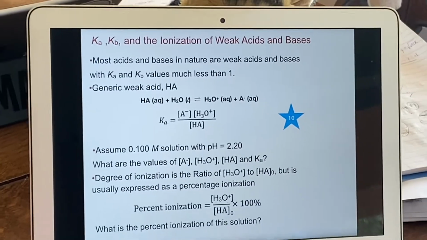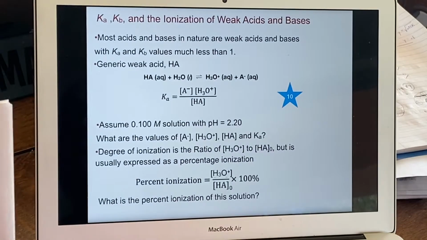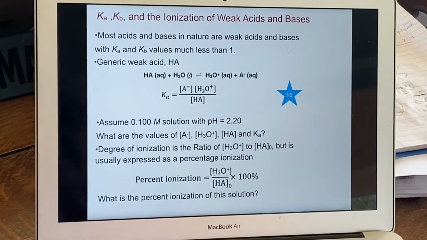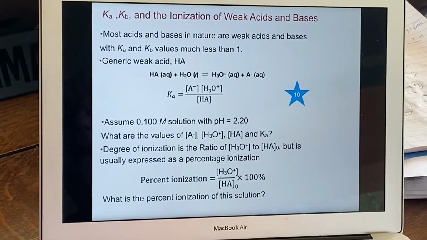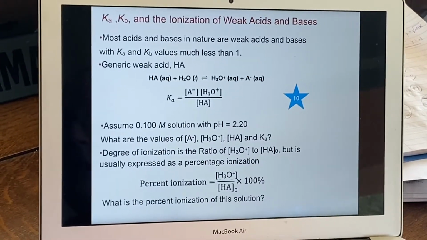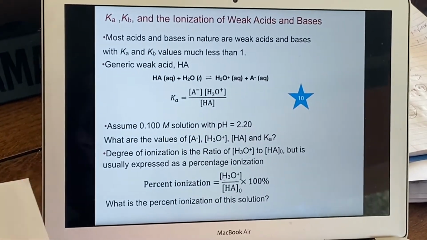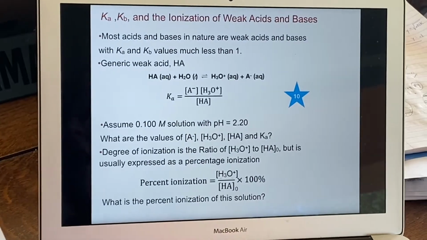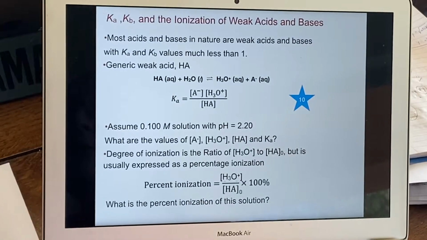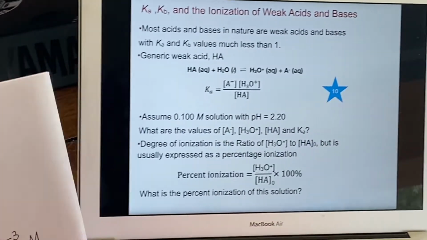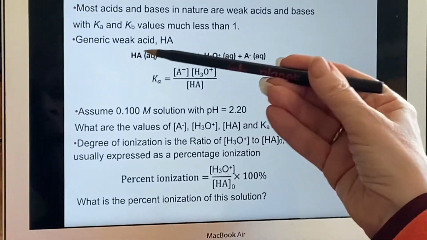So how does this relate to Kb and Ka? Since most acids and bases, there are very few that are considered to be strong, almost all of them are weak, they are going to have Ka and Kb values that are small. They're going to be less than 1 because they are not going anywhere near completion. They are mostly staying in their molecular form rather than coming apart. So the equilibrium is shifted very much to the left.